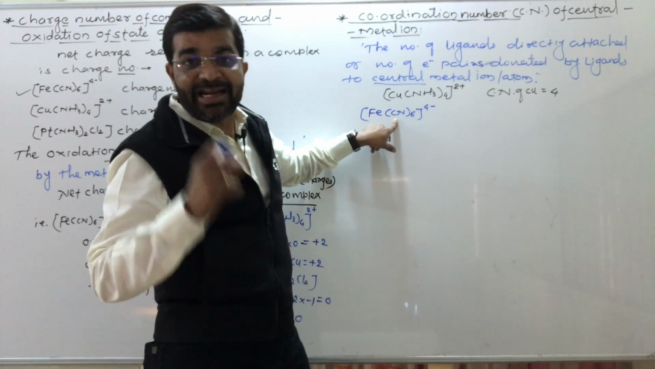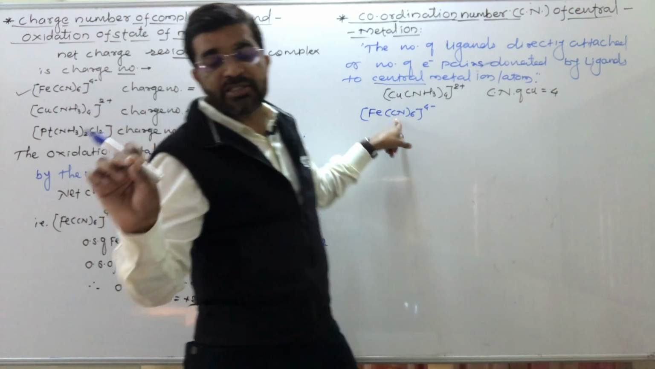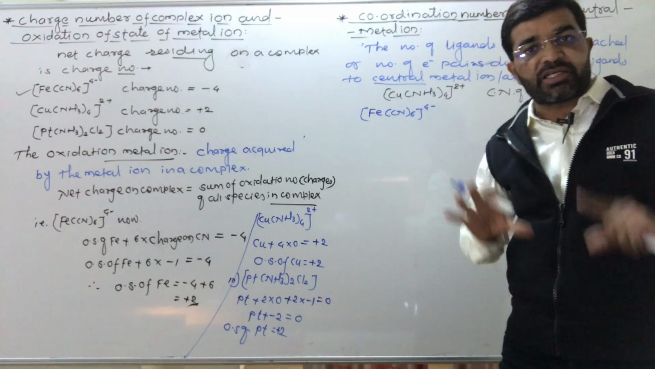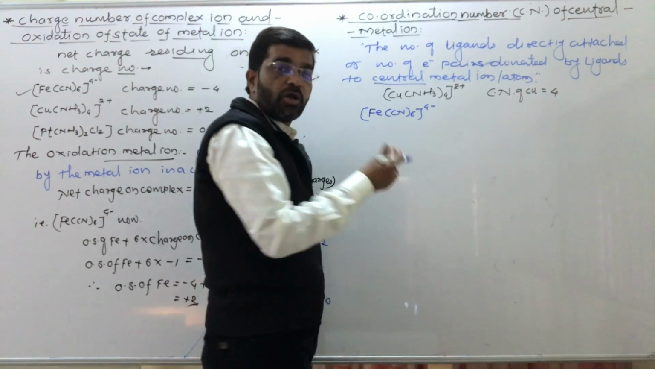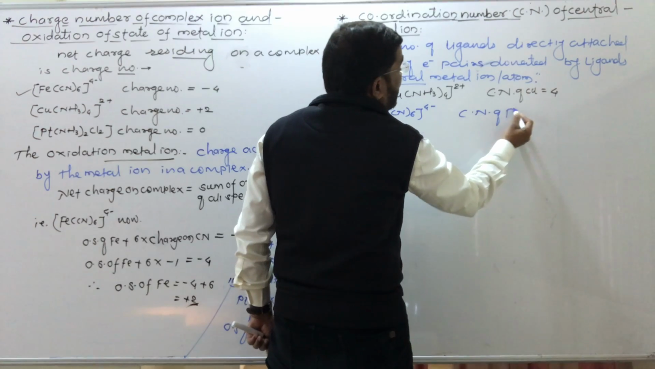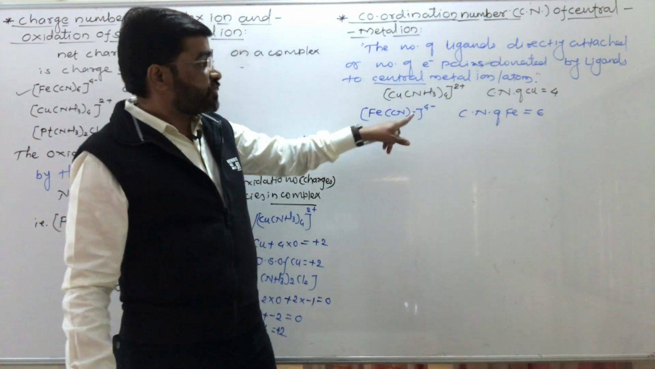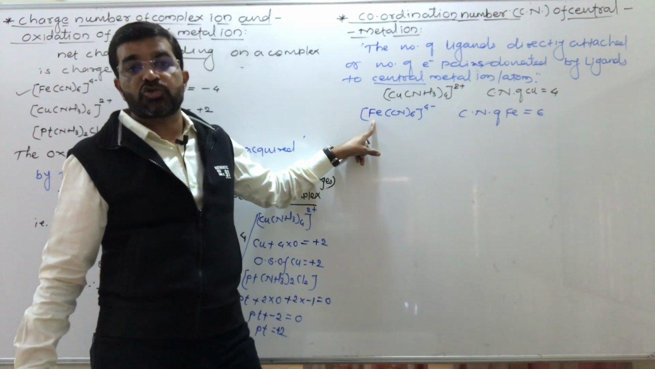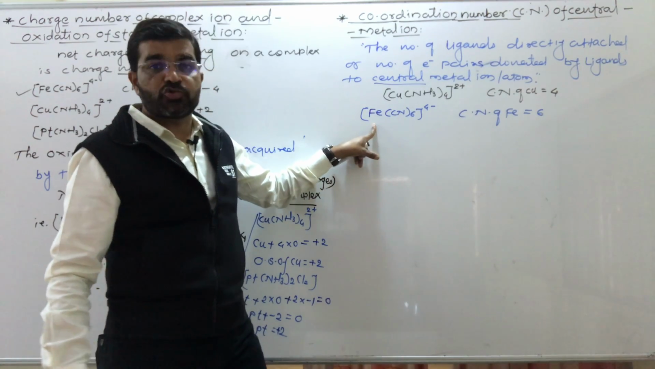Here the cyanide ion is also a monodentate ligand, with -1 charge, and it can directly donate one pair of electrons to the central metal atom or ion. Therefore, here the coordination number of Fe is 6. Why? Because 6 monodentate ligands are directly attached to Fe.